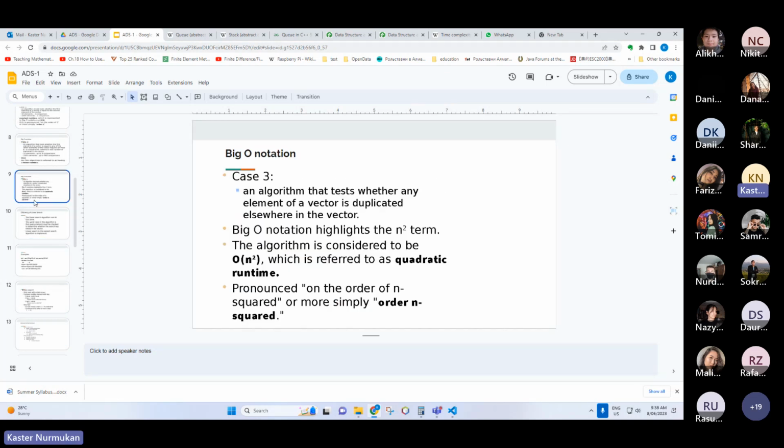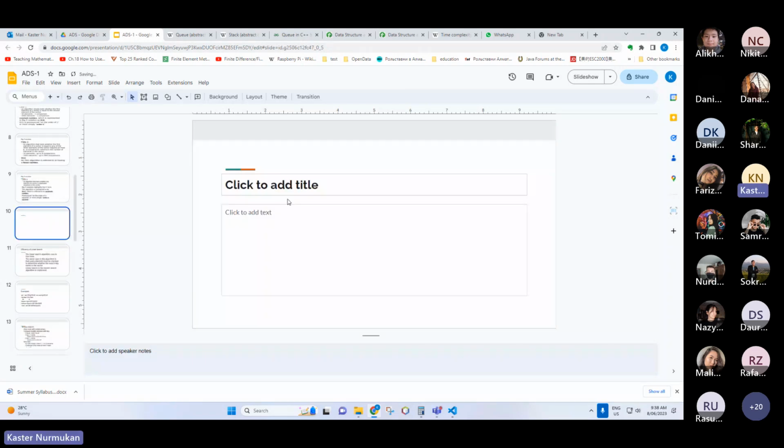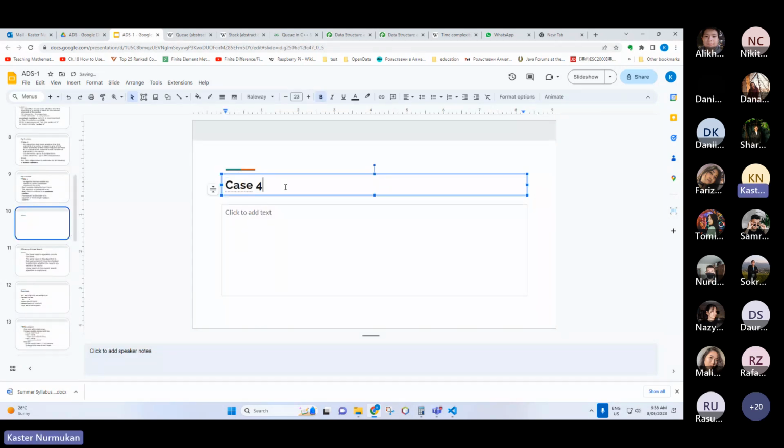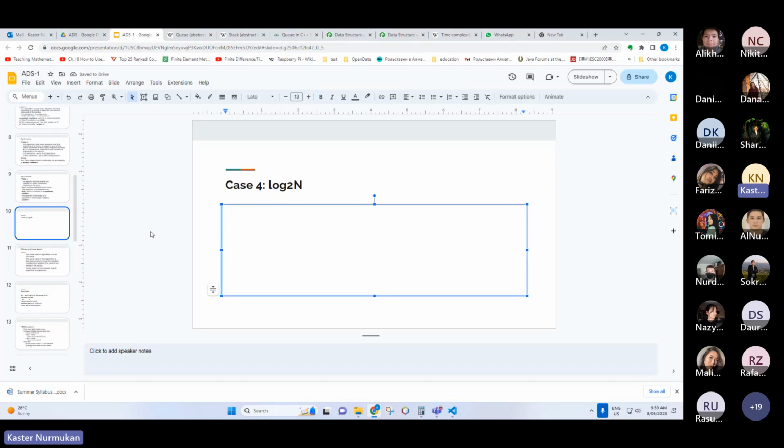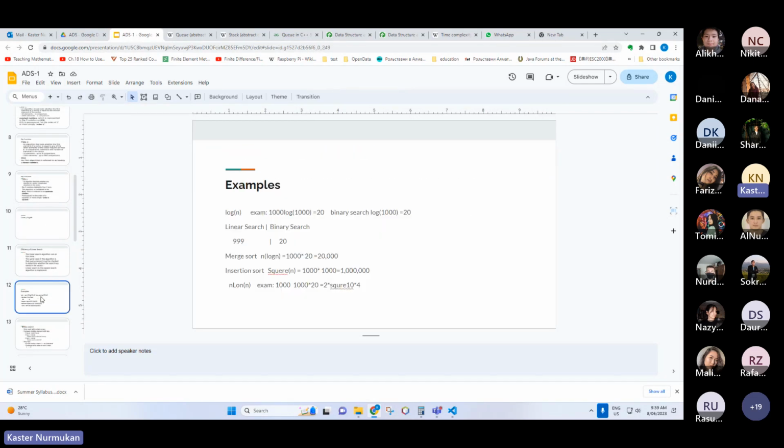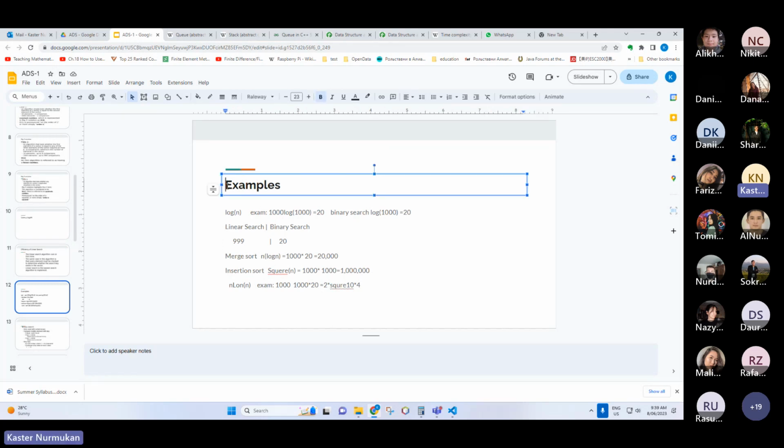It's called case 4. Case 4 is log base 2 of n times. How to say, log base 2 of n? Maybe you can talk about that. Usually we'll talk about what log base 2 of n times means. Okay, let's say that's log n. Example of log base 2 n time. Log n times. Okay.